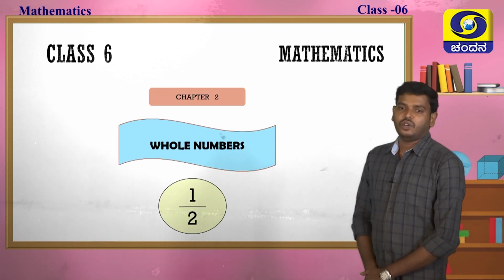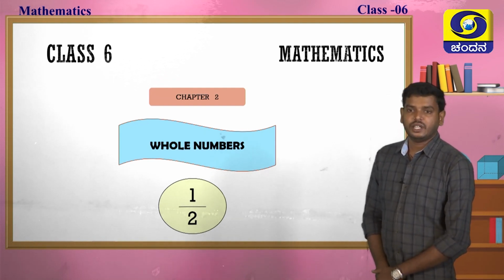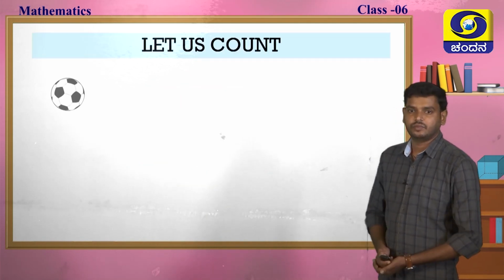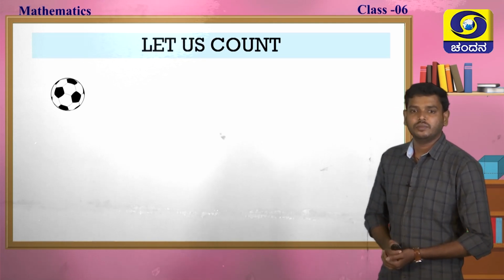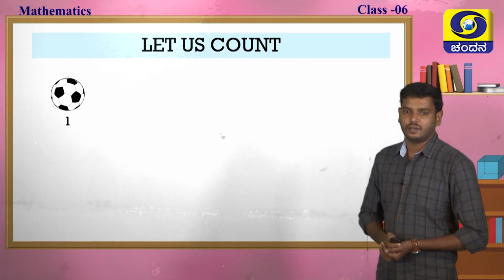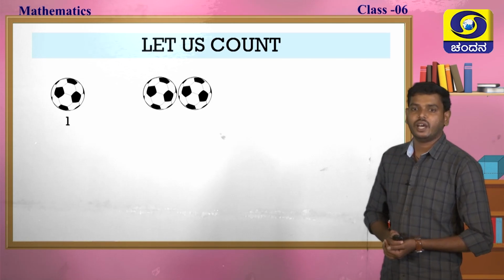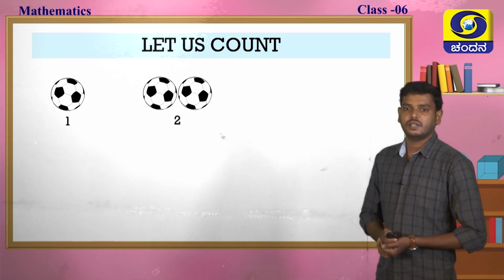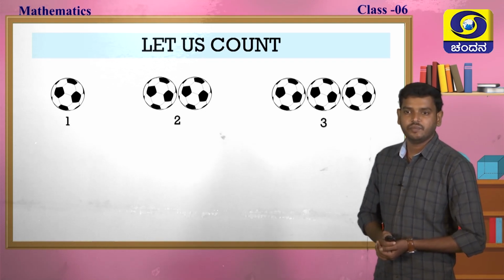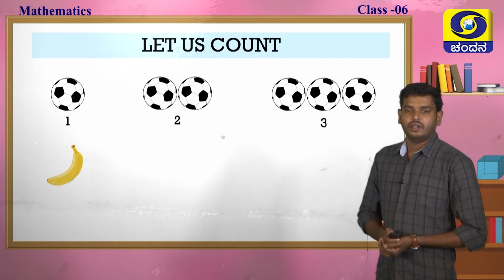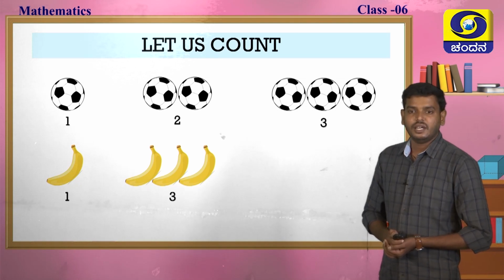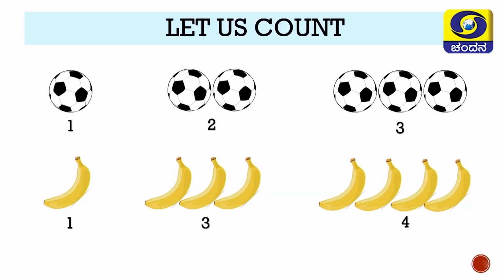I will display some objects. Children, you can see the objects on your TV screen. Let us start to count. You can see the ball. How many balls do we have here? It is 1. Next, we have 2 balls. Then we have 3 balls here. Is it correct, children? Next, we have 1 banana and 3 bananas, 4 bananas.